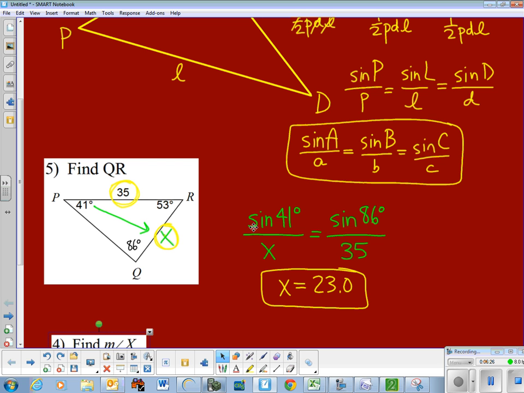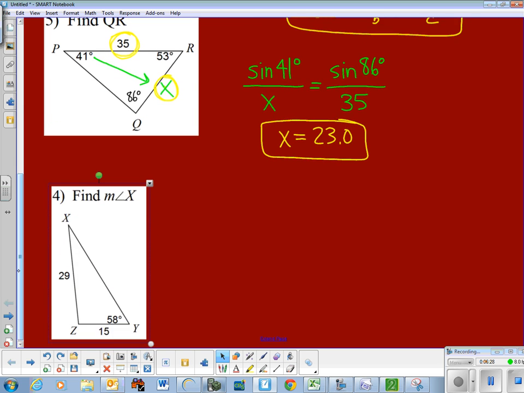Let's check another example with maybe a little different info. In that one, I was given angle, side, angle up here. Right? Angle, side, angle. Now I'm given side, side, angle. All right? So if you're given side, side, angle, we're going to find angle x. This is my unknown up here.